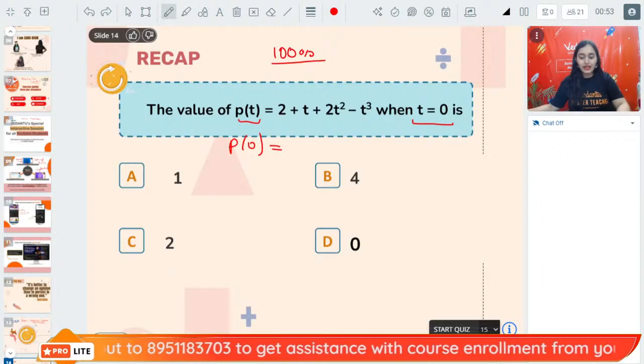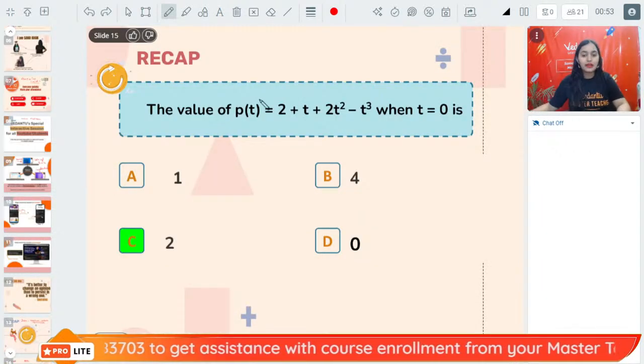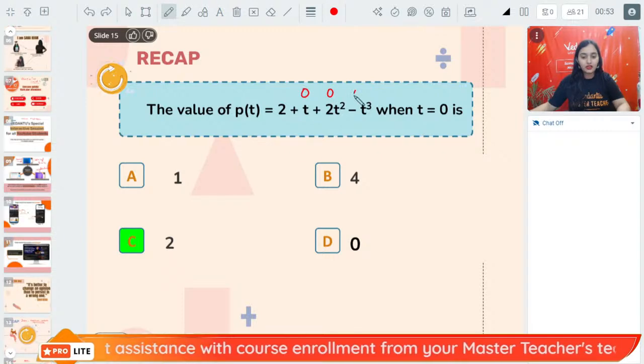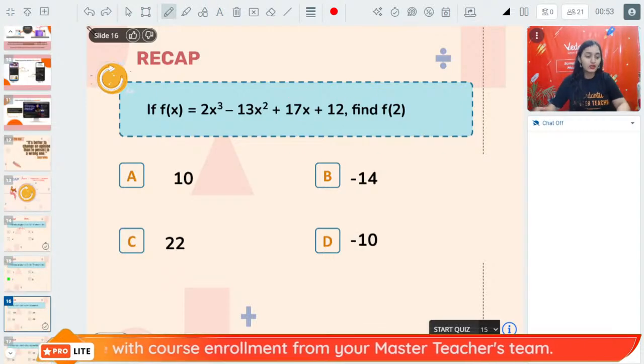Okay, so the right answer is 2 because this is 0, this is 0, this is 0. Only 2 is left. Next question.